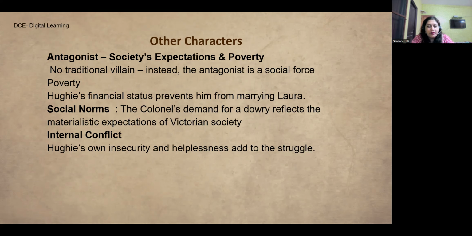The internal conflict that we get to see is... conflict is when things are at loggerheads. So what is the conflict here? The internal conflict that Huey has within himself. Huey's own insecurity and helplessness add to the struggle. For example, his heart wants to marry Laura, while his mind tells him you don't have the money required to marry her. This conflict, this being at loggerheads with his own head and heart, this is the internal conflict.